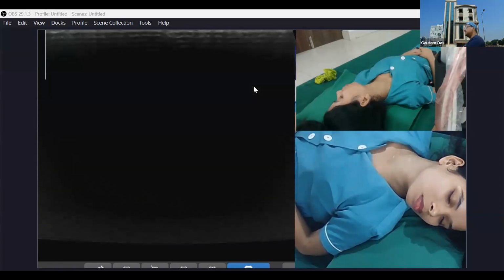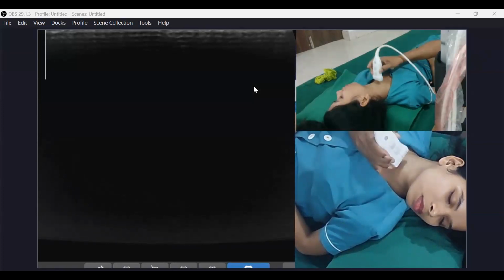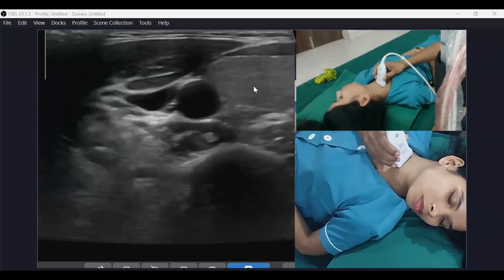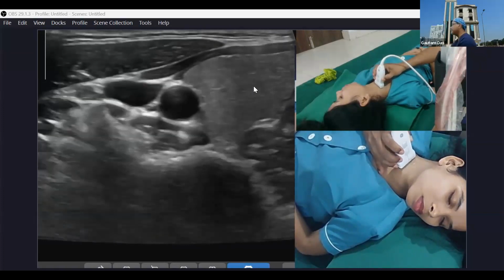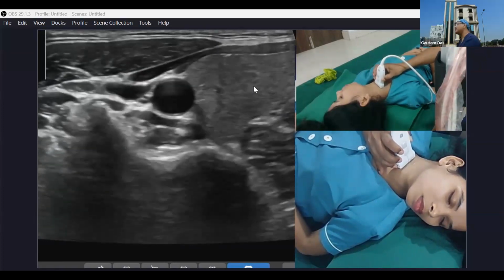Okay, everybody appreciated the two approaches. One is classical, where the injection is done at the level of the C6 anterior tubercle, and another, which is more recent, is injecting in front of the longus colli muscle at the level of C7. Can you show it at the C6 level once again? C6 level. This is the anterior tubercle.